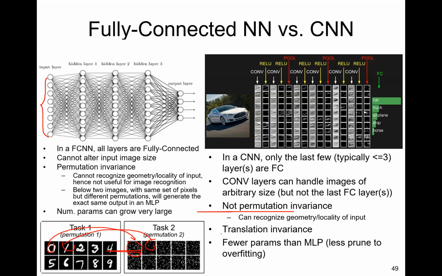Translation invariance, that's a good thing. That is, if you move the pixels in some direction, left or right or top or bottom, it doesn't make any difference. CNN can still recognize the digit. And also it has fewer parameters than the fully connected network, often called a multi-layer perceptron. So fewer parameters implies less prone to overfitting.